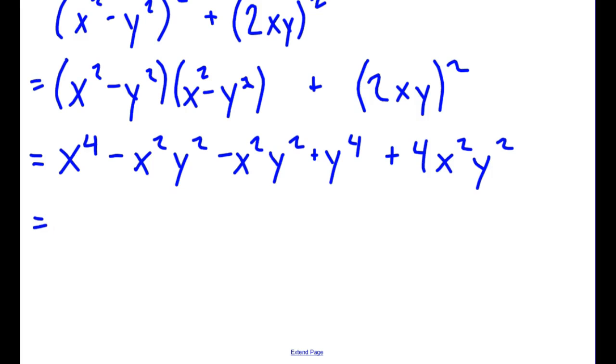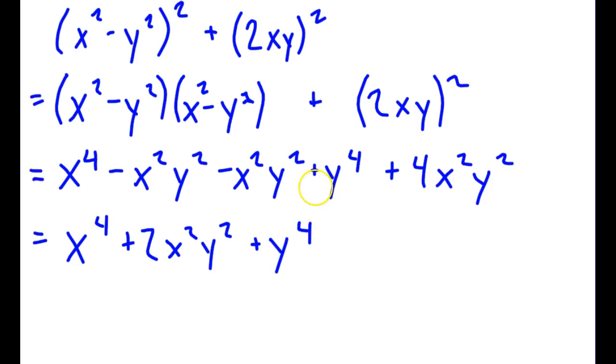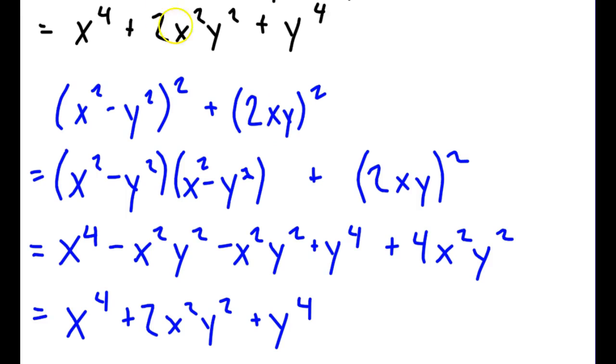Now we combine like terms. We have x to the fourth. A negative x squared y squared and a negative x squared y squared makes a negative 2x squared y squared. But then we have to add a positive 4x squared y squared. So we end up with 2x squared y squared and plus y to the fourth at the end. So now if we look at what we end up with on the left side of the equation and what we end up with on the right side of the equation, if we expand those out, we have the exact same expressions on each side.